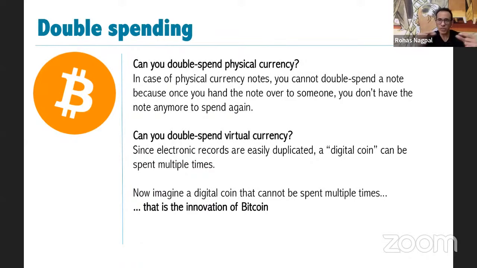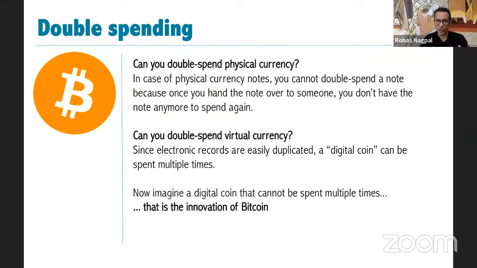Today, when I have a currency note, I can only spend it once, because once I give you that note, it's gone. I cannot spend it again. But suppose I give you a Word document saying, I owe you 100 rupees. I give you the Word document, you can copy paste it and make 100 copies. Does it mean I will pay you the money now 100 times? Illogical, which is why virtual currencies didn't really pick up, because there was no way to do it technologically.